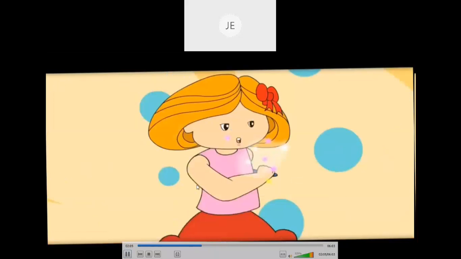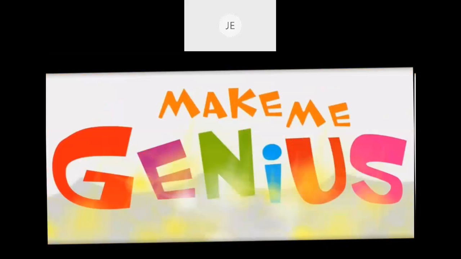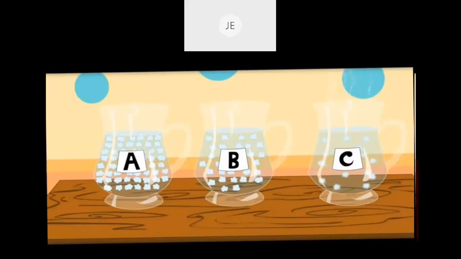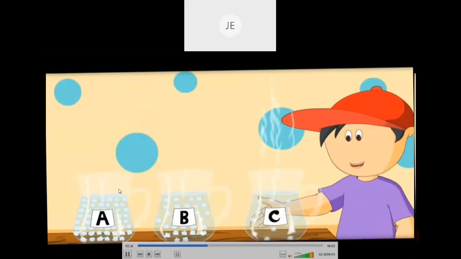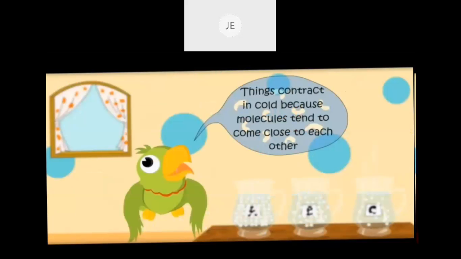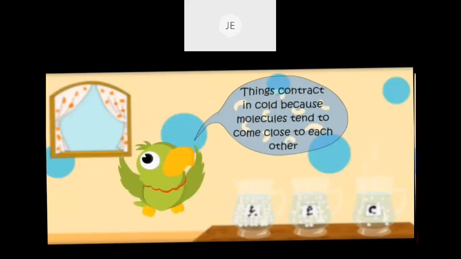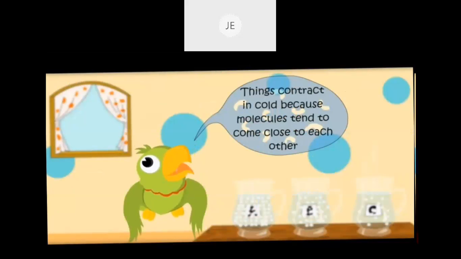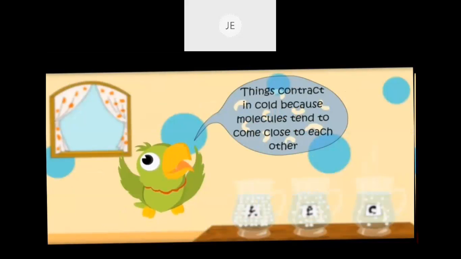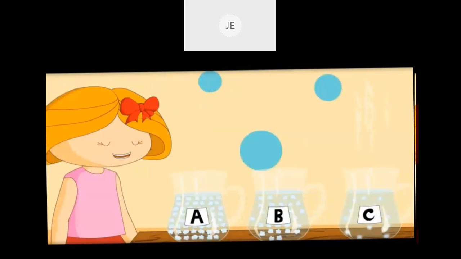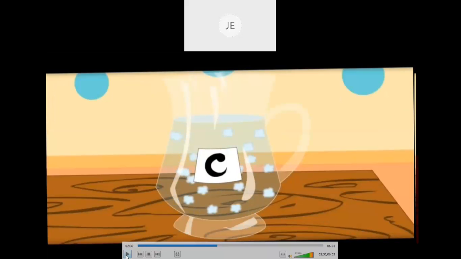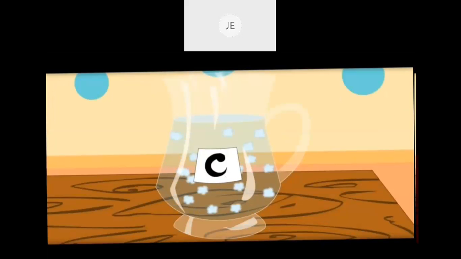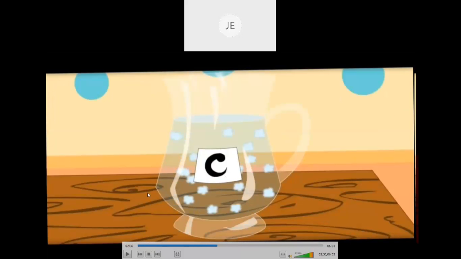Okay, with the magic word, let's see what the molecules are doing in these jugs. Can you see the molecules in these jugs? Yes, in jug A, molecules are contracting due to cold. Things contract in cold because molecules tend to come close to each other. Tell me, what do you see in jug C? In this jug, molecules are moving fast. Jug C is at a very high temperature, so that is why the molecules are moving very fast.